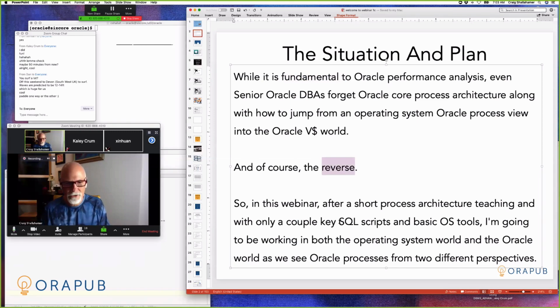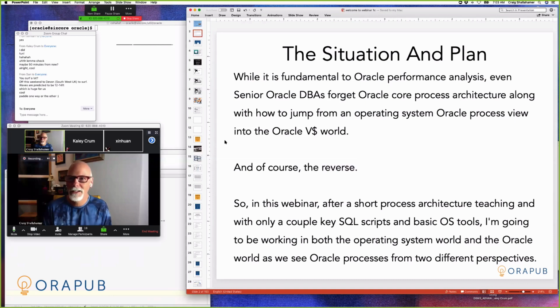And there's a couple of SQL scripts. The one I'm going to end with is actually already in my OSM toolkit, and that's kind of cool. It's been there forever. It was one of the first scripts I wrote years and years ago at Oracle, and of course I've modified it since I left. Anyway, that's what we're going to be talking about.